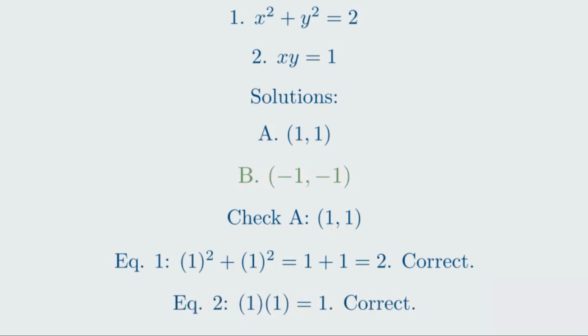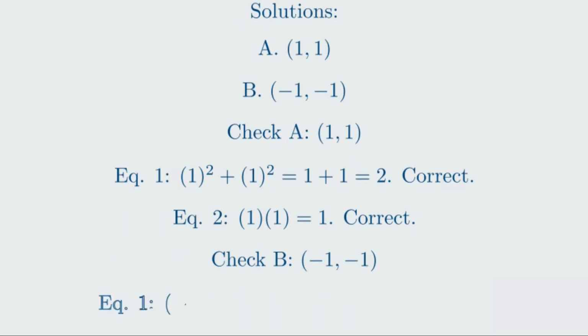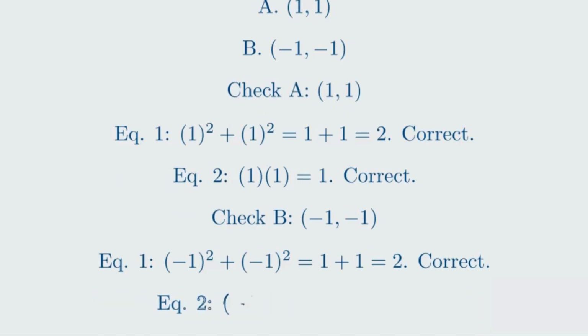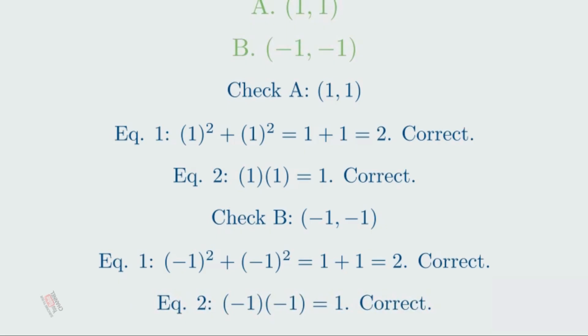Great. Now for the second solution, (-1, -1). Let's check equation 1 first. Plugging in x equals -1 and y equals -1, we get (-1) squared plus (-1) squared. That's 1 plus 1, which equals 2. This is correct. And finally, let's check it in equation 2. Plugging in x equals -1 and y equals -1, we get -1 times -1. A negative times a negative is a positive, so this gives us 1. Correct again. Both solutions work, so we have found all the pairs that satisfy the original system.